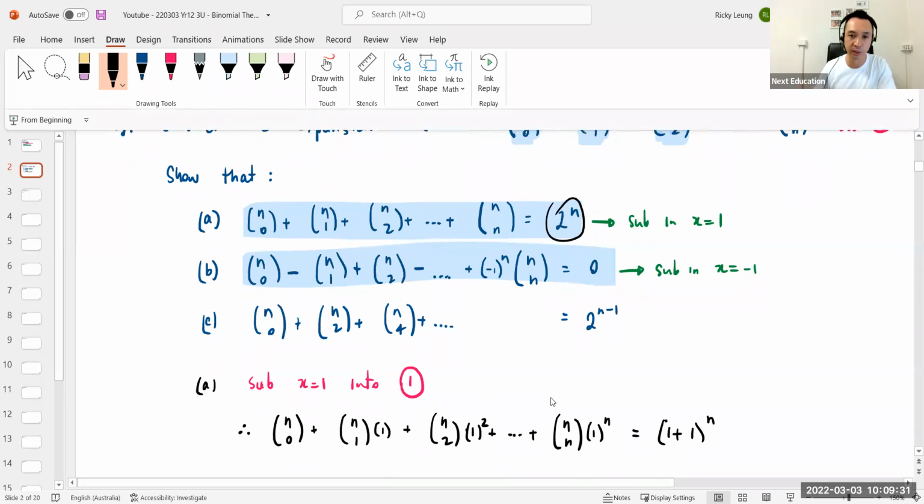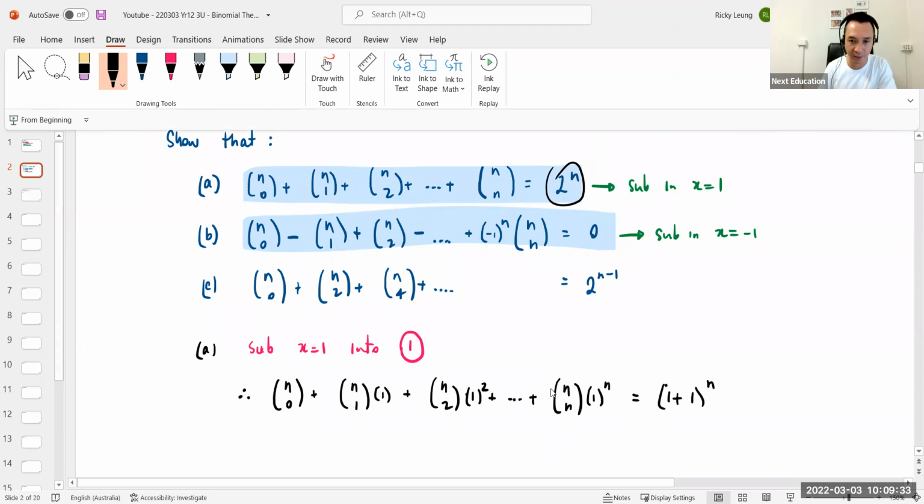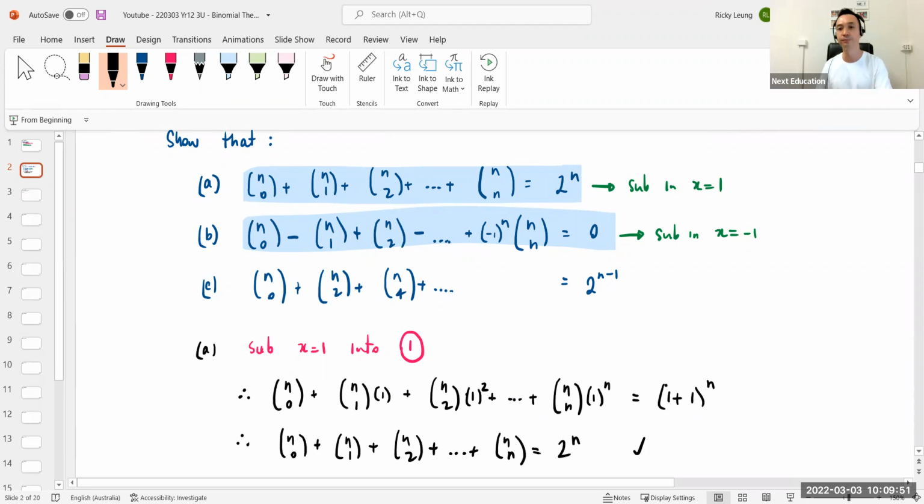At this point, it's very simple to see all the ones go away on the left, and the right becomes 2^n. So therefore nC0 + nC1 + nC2 + ... + nCn equals 2^n. Tick. I'm just going to have one eye on question C. I'm going to call this number 2. Just one eye on C.